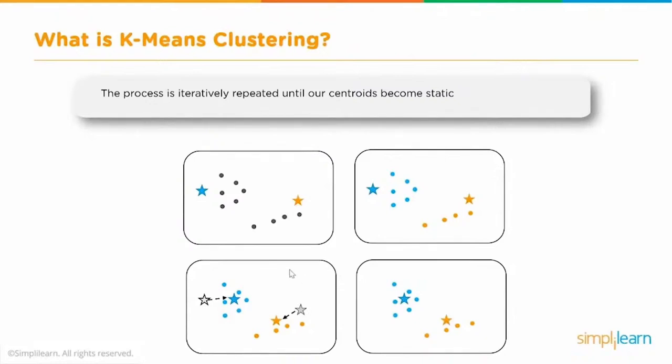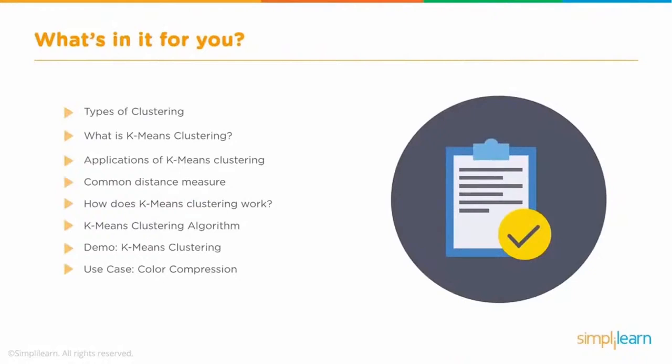The process of calculating the distance and repositioning the centroid is repeated till the repositioning stops, which means that the algorithm has converged and we have the final cluster with the data points and the centroids. So this is what you're going to learn from this session.